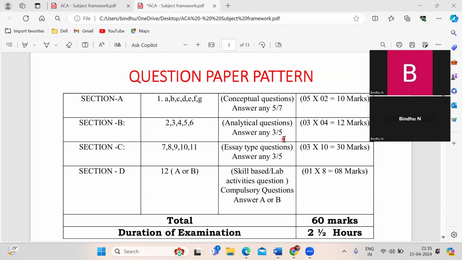Out of 5 questions, you need to attend 3 questions for section B. Each question carries 4 marks. You can observe here the pattern has been given by the university only, Bangalore North University.